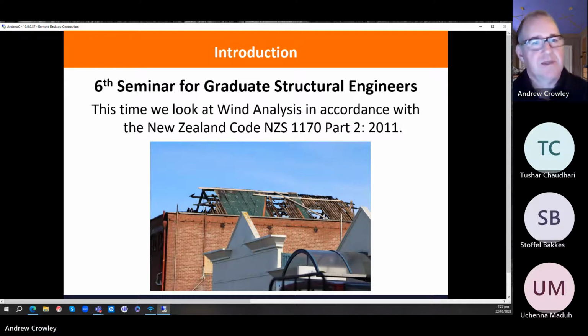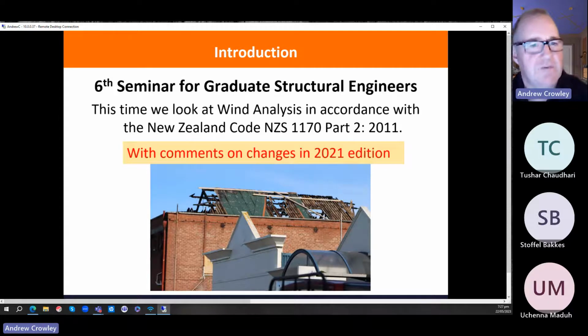I first did this a couple of years ago, and I've had to redo it because the 2011 edition has now been replaced with the 2021 edition. So throughout this presentation, I will be highlighting the differences between the old and the new version. Now, the 2021 edition hasn't actually been incorporated into the New Zealand Building Design Standard or the Building Code as yet, but is expected to do so sometime this year or perhaps next year.